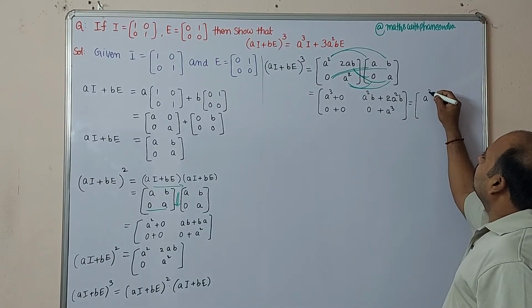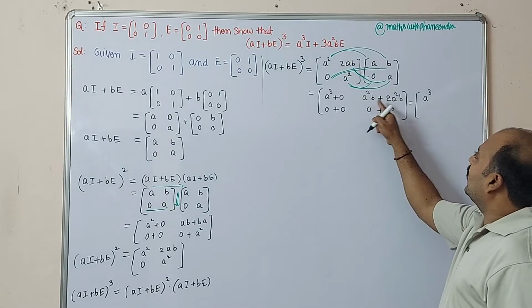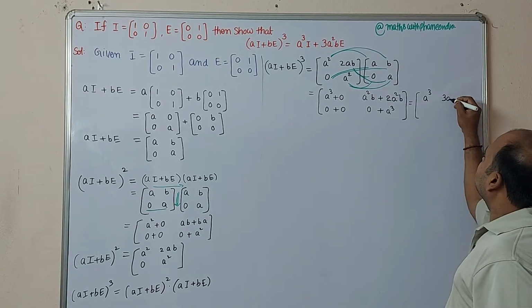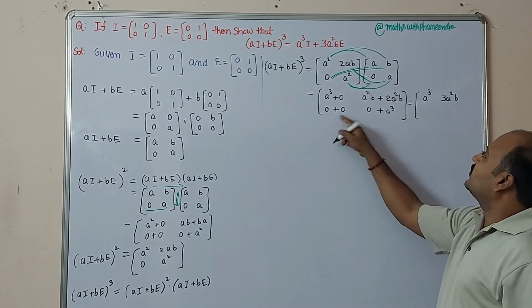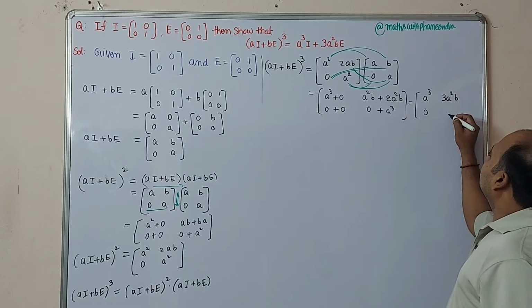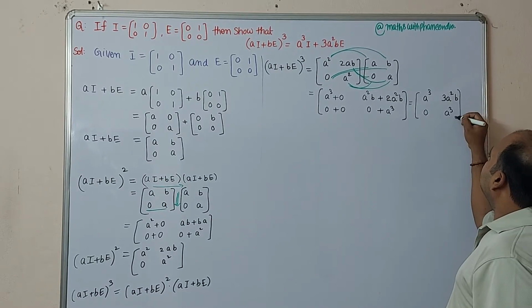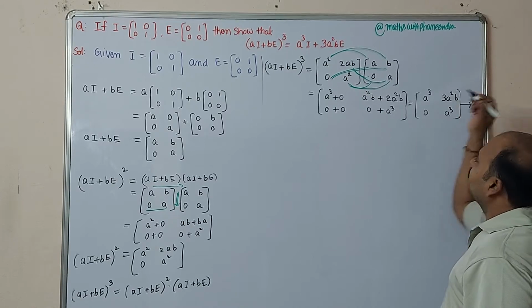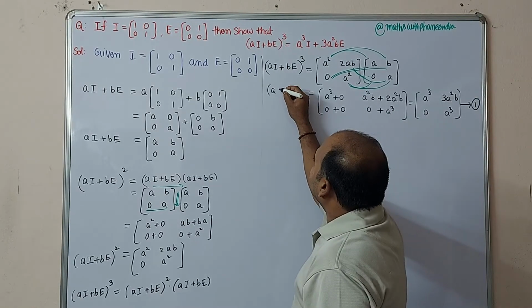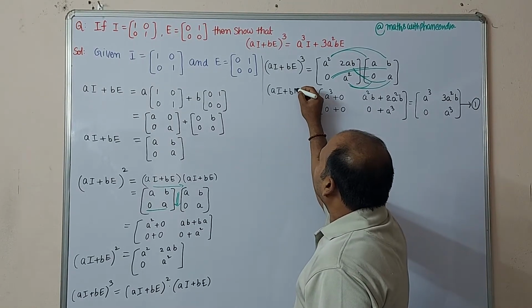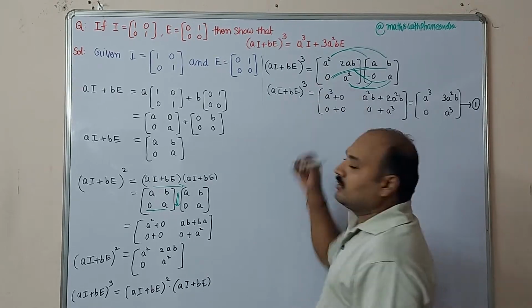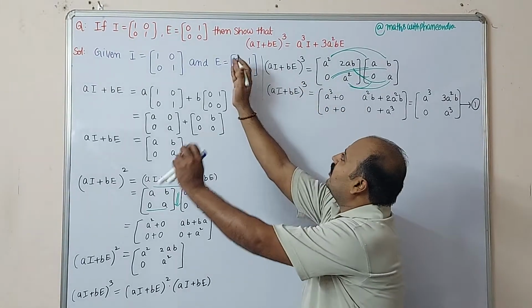A cube, A square B plus 2A square B, 3A square B, next 0 plus A cube. This is the value of (AI plus BE) whole cube, equation number 1. So LHS value we got it.